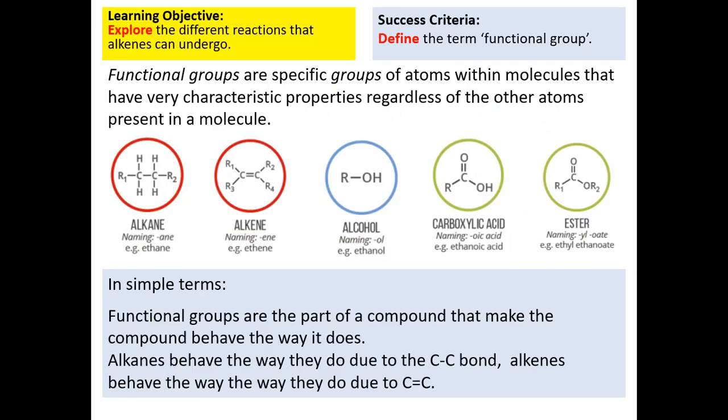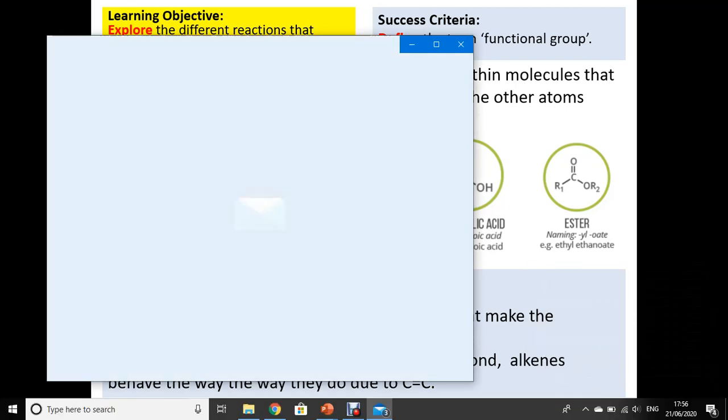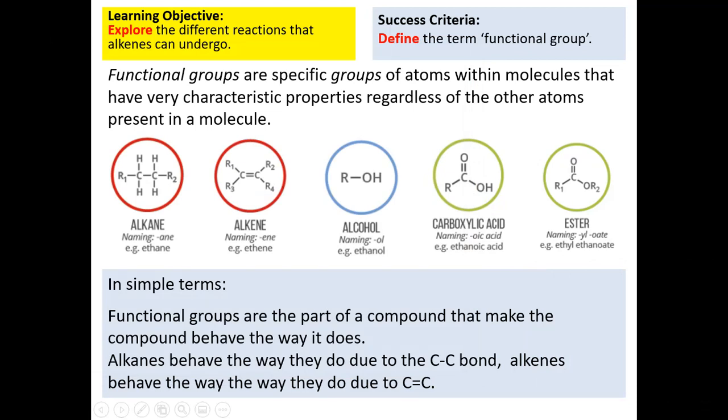Okay, so in simple terms, functional groups are specific groups of atoms within molecules that have very characteristic properties regardless of the other atoms. So basically, it's the bit of the compound that makes it behave the way it does. So in the alkene, it doesn't matter what's attached to that carbon-carbon double bond. It could be hydrogens, it could be anything, but it's the carbon-carbon double bond in the middle that's the functional group that makes it behave the way that it does. Alkanes don't really do anything because the functional group is just a carbon-carbon bond.